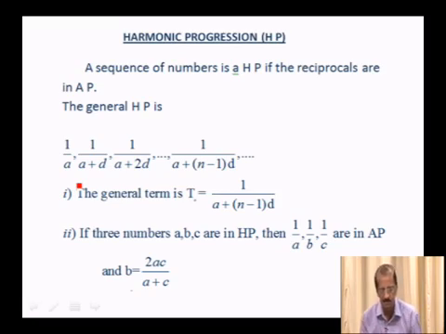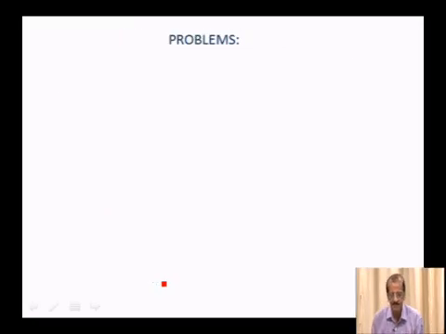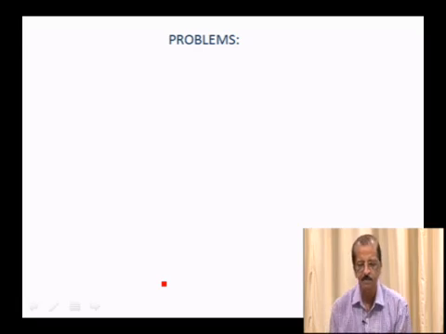If the three numbers A, B, C are in HP, then 1 over A, 1 over B, 1 over C are in AP, and B is equal to 2AC over A plus C. So that is the relation between A, B and C. Since 1 over A, 1 over B, 1 over C are in AP, B is equal to 2AC over A plus C. Let us look into some problems on HP.